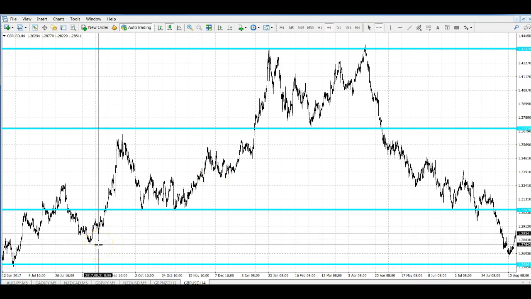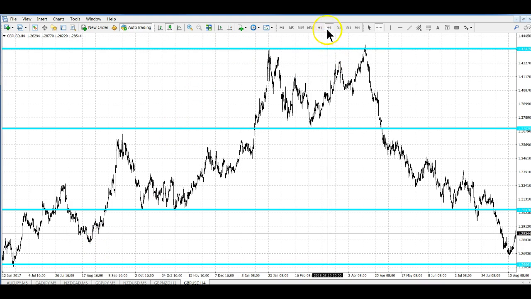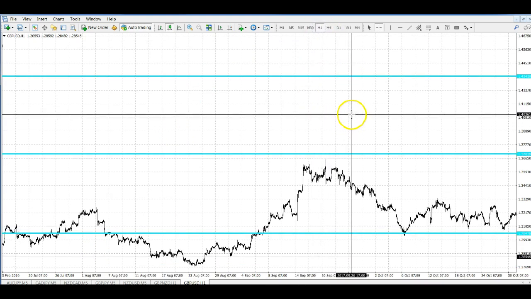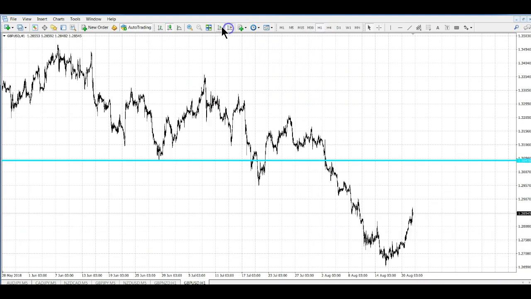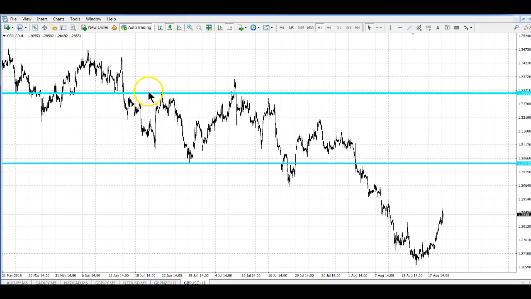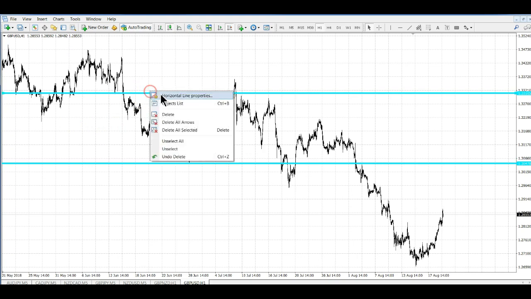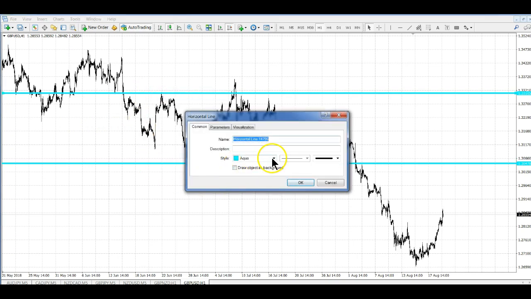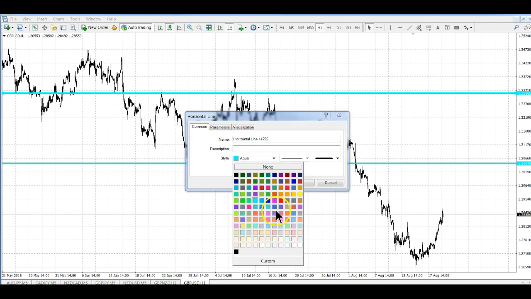Now your 1-hour, go down to it. It may change slightly from your daily because it's a smaller time frame. Let's see if we can find some here. I also like to make my support resistance lines a different color depending on the time frame.